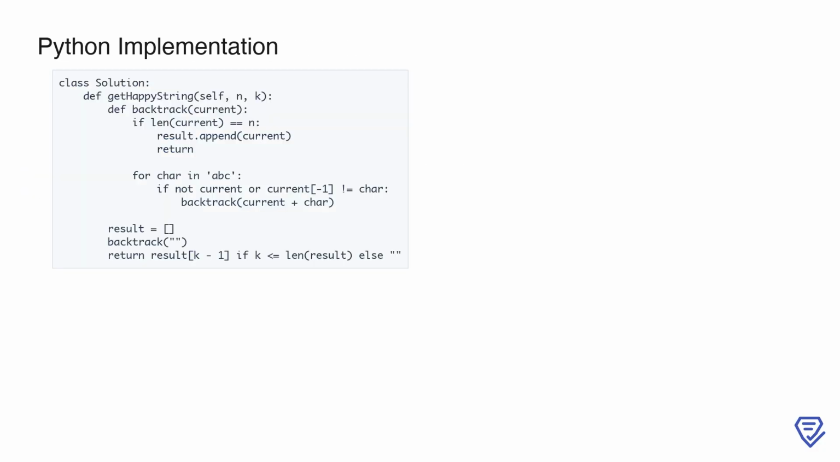This Python implementation solves the problem of finding the kth lexicographical happy string of length n. The solution uses backtracking to generate all valid happy strings. A nested backtrack function is defined to recursively construct strings, ensuring that the same character does not repeat consecutively. The current string keeps track of the in-progress happy string, and result stores all valid happy strings. Once all strings of length n are generated, the kth string, 1 indexed, is returned if it exists, otherwise, an empty string is returned. This approach ensures correctness and handles edge cases like k being out of bounds.